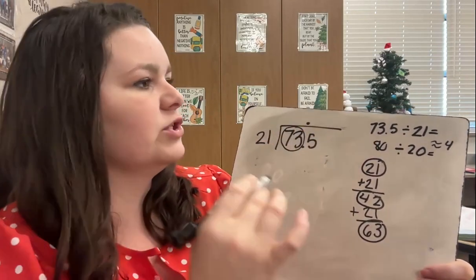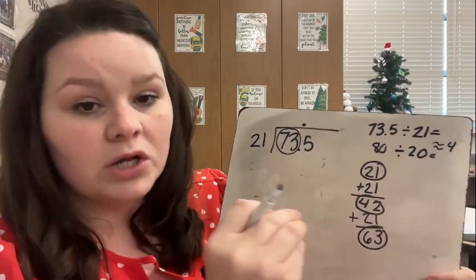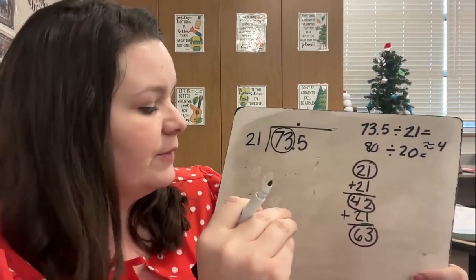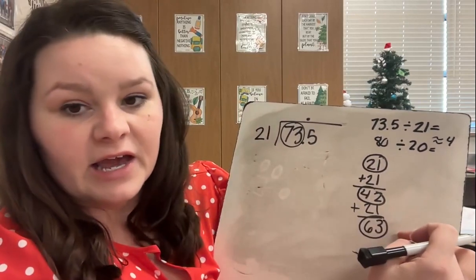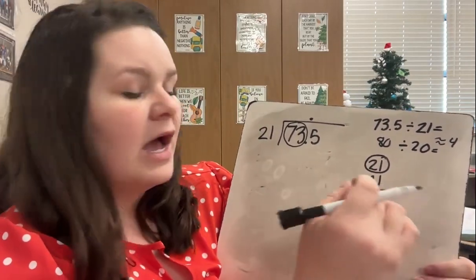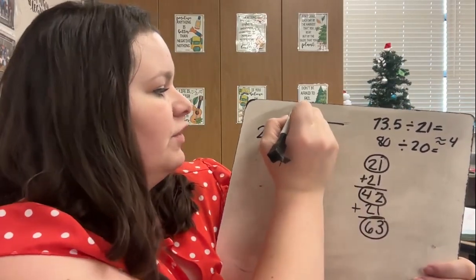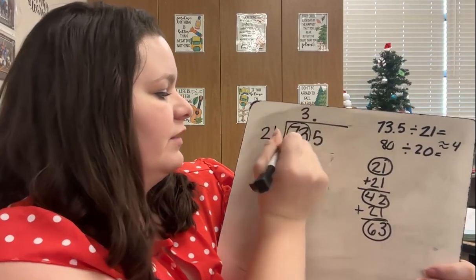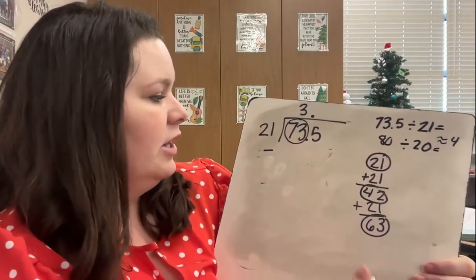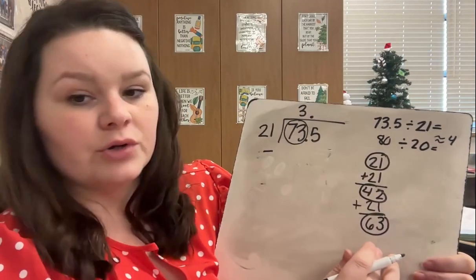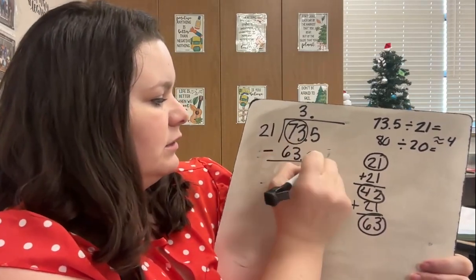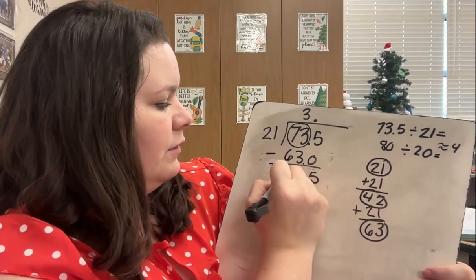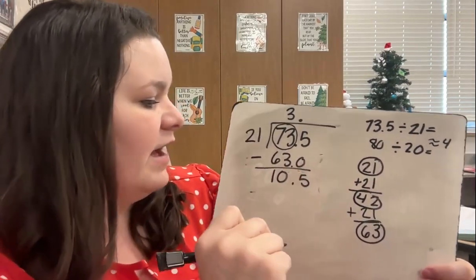When we're dividing decimals, it's really important to watch the place value when we're using this strategy. So 21 will go into 73 3 times. I can count my circles and see that it's 3. I have to put that 3 directly above the last number that I circled to keep everything lined up correctly. And now I'm going to subtract 21 times 3, which is 63 and 0/10. And I'm left with 10 and 5/10.